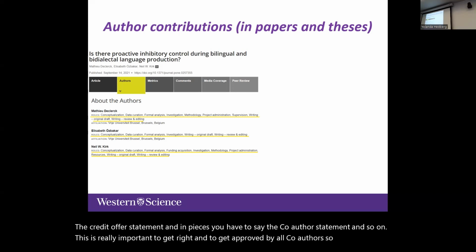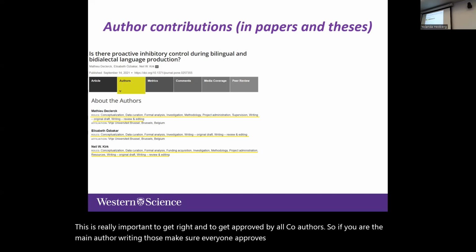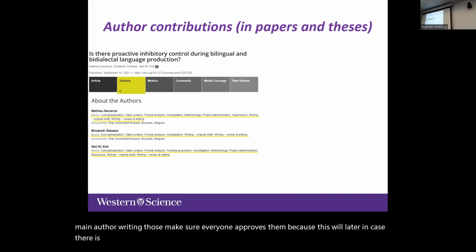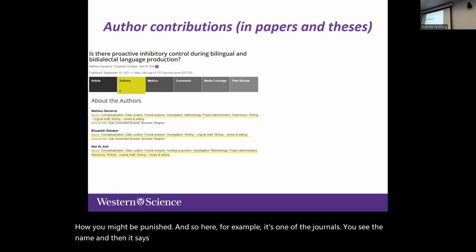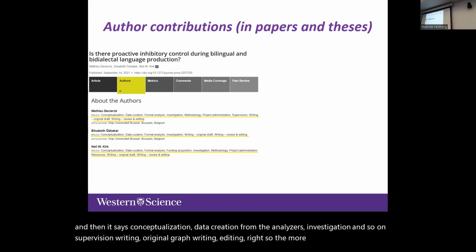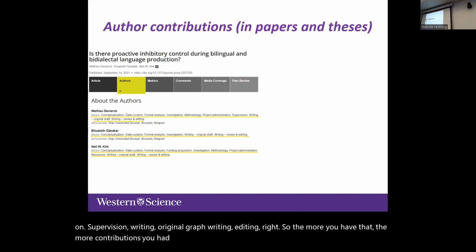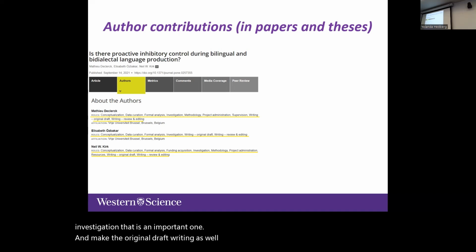So if you are the main author writing those, make sure everyone approves them, because later, in case there is a fraud or an investigation, this will determine how you might be punished. Here, for example, in one of the journals, you see the name, and then it says conceptualization, data curation, formal analysis, investigation, supervision, writing original draft, writing review and editing, right? So the more you have there, the more contributions you had, or important ones. For PhD students, it is usually investigation that is an important one, maybe the original draft writing as well. For PIs, principal investigators, conceptualization might be the most important.